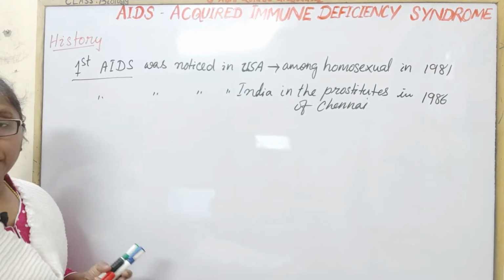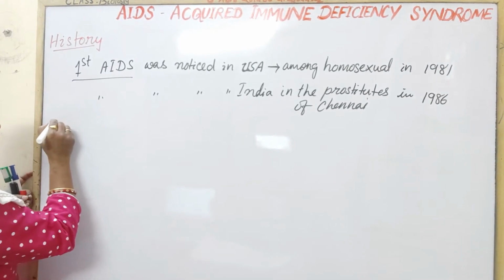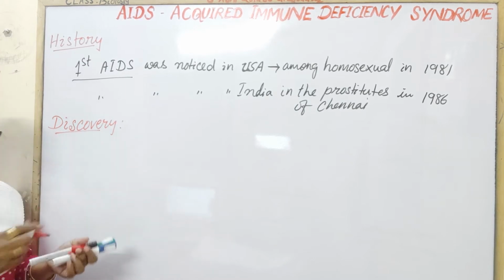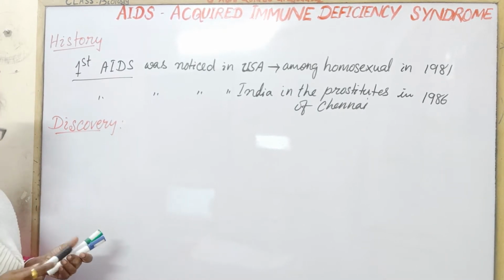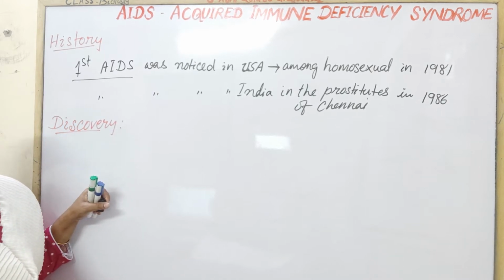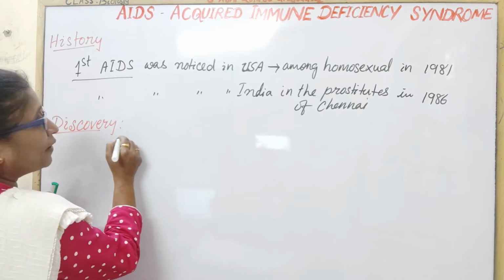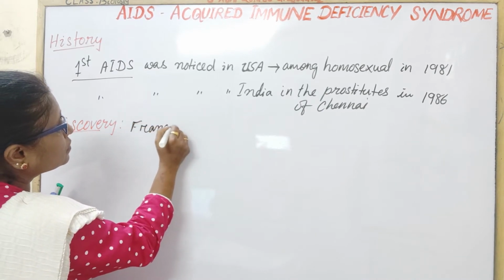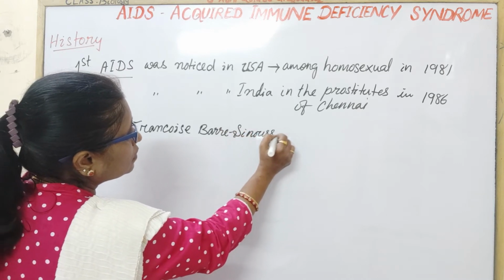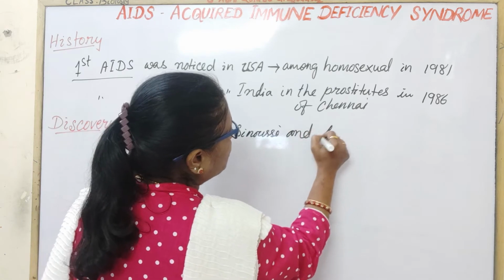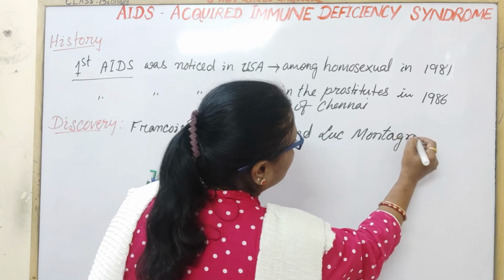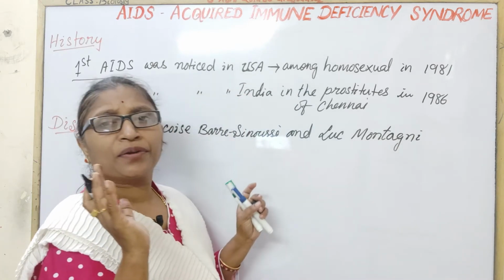Now come to the discovery. How was it discovered and who discovered it? Francois Barre-Sinoussi and Luc Montagnier. In Montagnier, the G remains silent. You can remember the spelling of Montagnier that way. Okay.